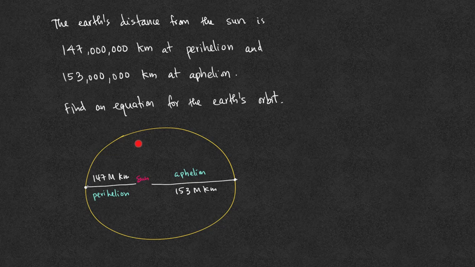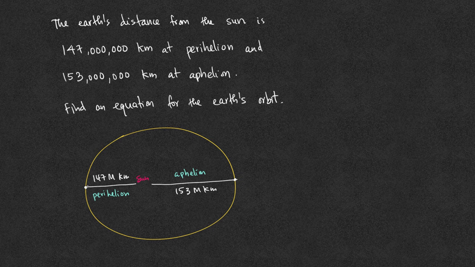For a planetary orbit, the point that is closest to the Sun is called perihelion, and the point that is farthest from the Sun is called aphelion. The Earth's distance from the Sun is 147 million kilometers at perihelion and 153 million kilometers at aphelion. Find the equation of the Earth's orbit.